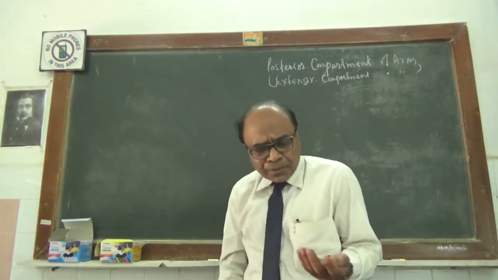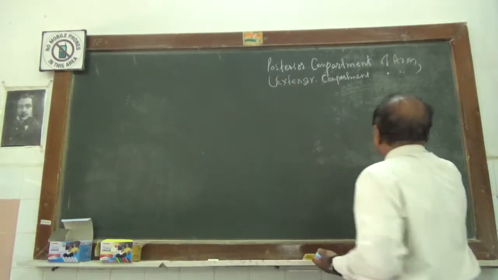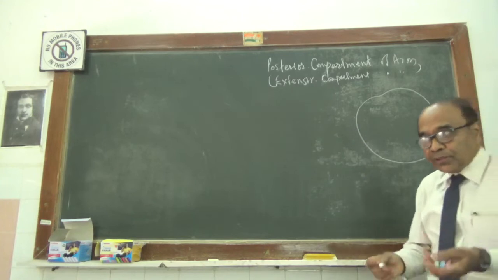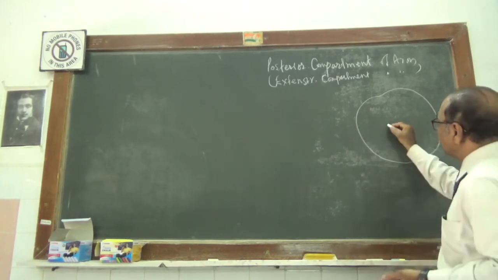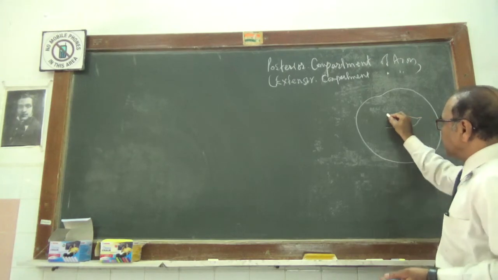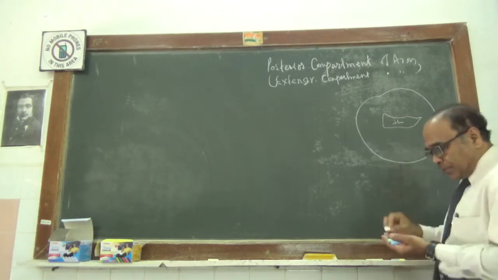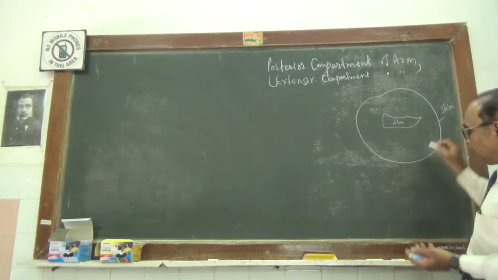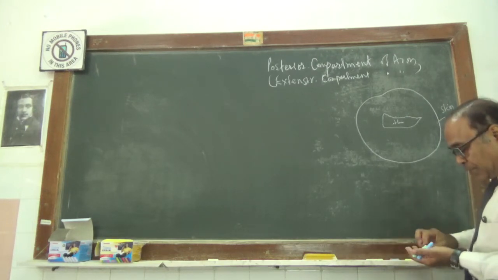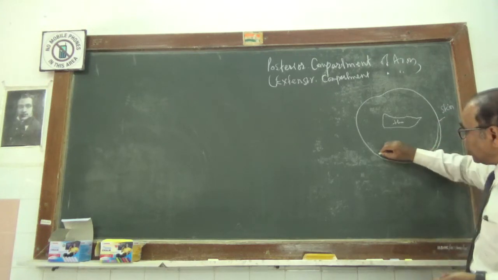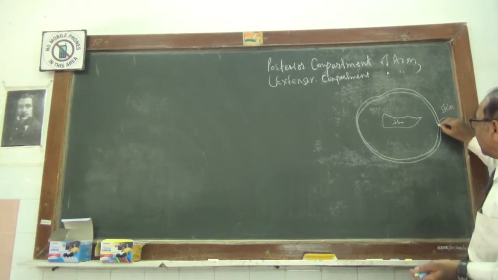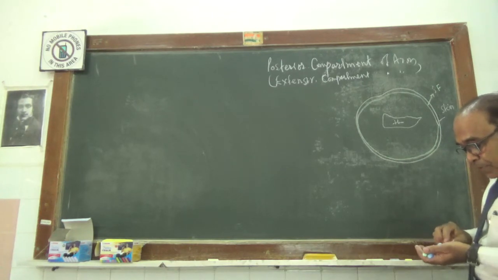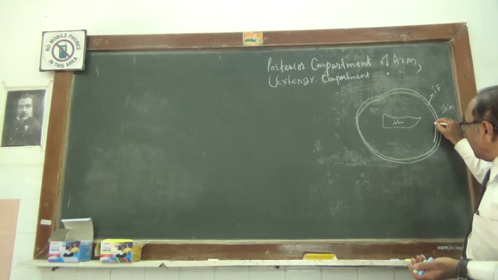Now, this posterior compartment of an arm, as you know already, can be represented in the TS of our arm, considering that this is the humerus, this is said to be the skin, this is the superficial fascia of arm. Then this will be the deep fascia of the arm.